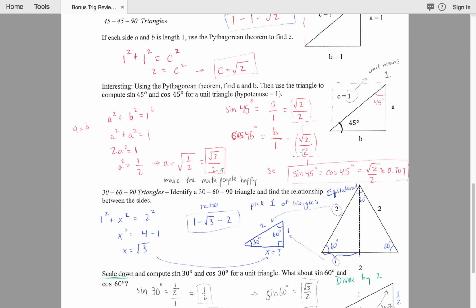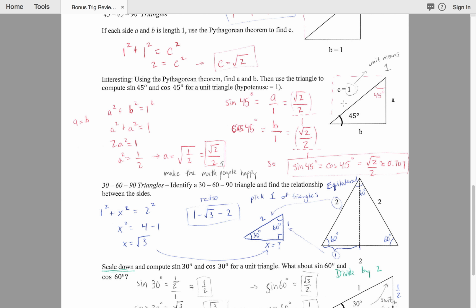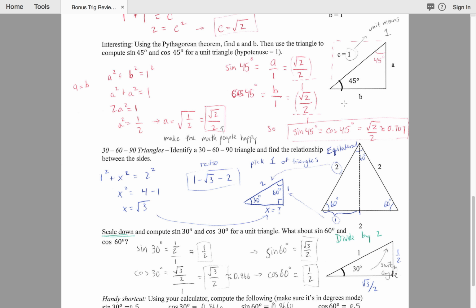We get root 2 over 2 all over 1. That would be B over hypotenuse. And again, you get root 2 over 2. So interestingly, sine 45 and cos 45 are the same, and they're about 0.707, about 70% of 1. All right, so you may have seen a 45, 45, 90 triangle before, and you may have seen that relationship.